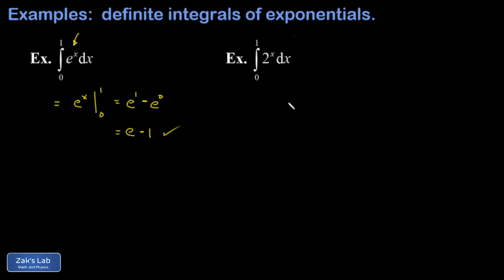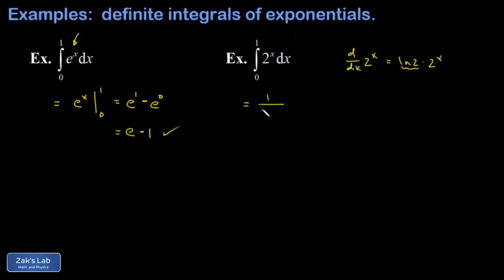There's a complication in the second example. So just as a reminder, the derivative of 2 to the x gives me natural log of 2 multiplied by 2 to the x. So what do I do to get the antiderivative of 2 to the x? Well, I have to prepare myself for that extra factor of natural log 2 to appear.